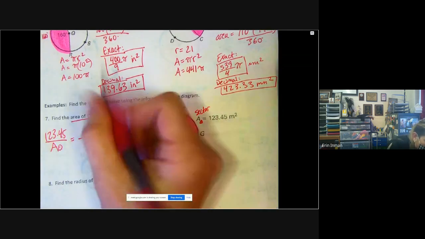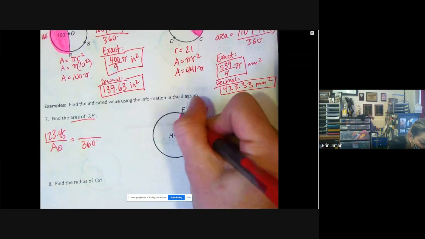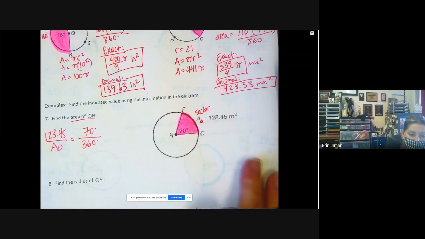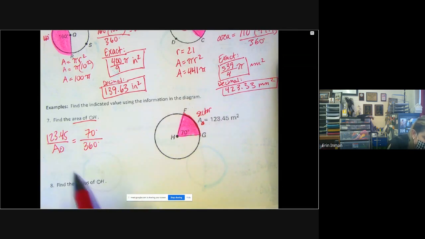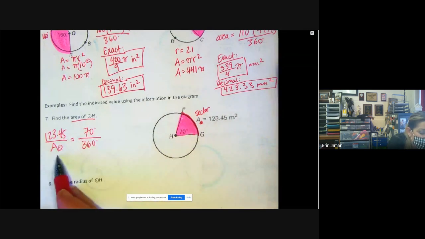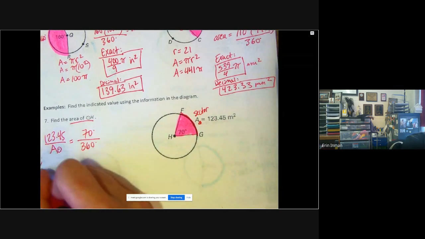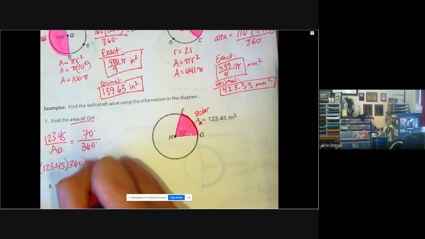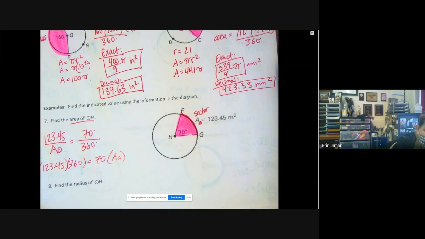Now, we know that the whole circle has 360 degrees. What's my arc measure here in degrees? 70. Okay. Now, I can find my area by doing the same type of thing that we've done before. Since my area is on the bottom, I like to just cross multiply so I can see what's going on. So 123.45 times 360 is going to equal 70 times my area that I'm looking for.